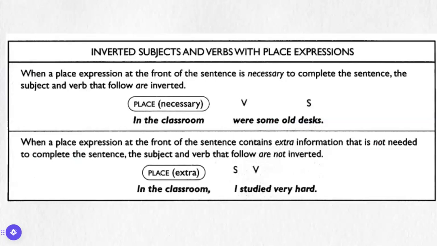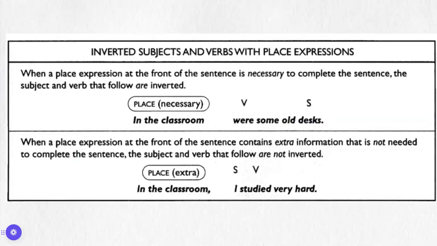Now, this summarizes how we should invert subjects and verbs with place expressions. Now, when a place expression at the front of the sentence is necessary to complete the sentence, the subject and the verb that follow are inverted. In the classroom, necessary place, were some old desks.